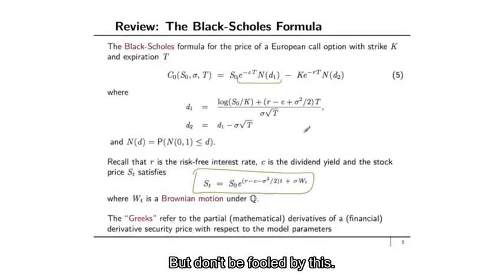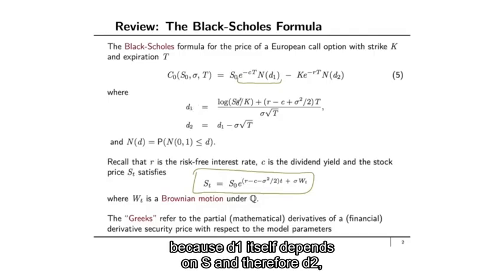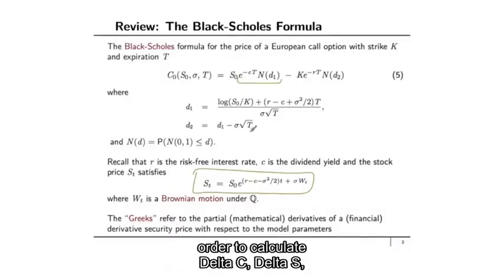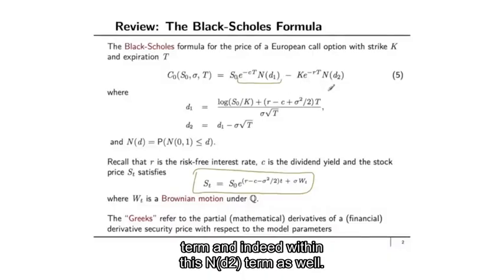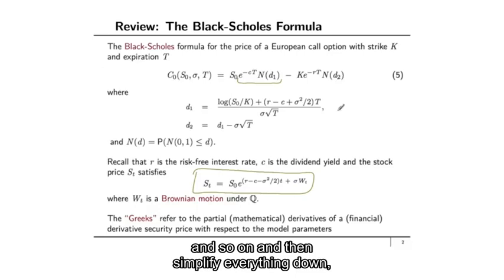But don't be fooled by this. Actually, there's a little bit more work involved, because d1 itself depends on S, and therefore d2, which appears over here, also depends on S. So in order to calculate ∂C/∂S, we actually have to take derivatives within this N(d1) term and indeed within this N(d2) term as well. If we do that, using the chain rule and so on, and then simplify everything down, it turns out that indeed we get ∂C/∂S is equal to just this expression here.